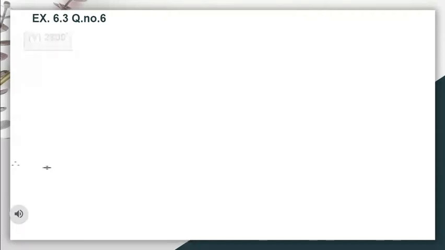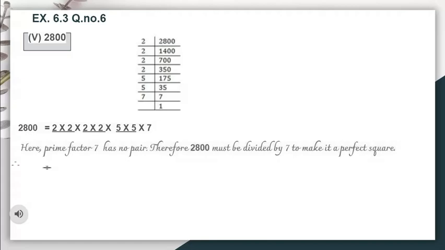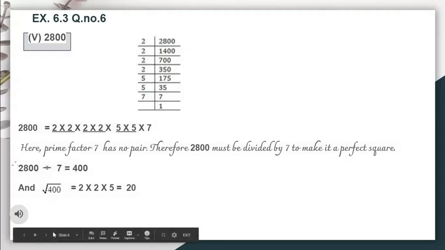Now fifth number, 2800. After factorizing, we get 2800 is equal to 2 into 2 into 2 into 2 into 5 into 5 into 7. Here 2 and 5 are having pairs, 7 doesn't have one, isn't it? So how to write here? Prime factor 7 has no pair. Therefore, 2800 must be divided by 7 to make it a perfect square. So 2800 divided by 7 is equal to 400 and root 400 is equal to 2 into 2 into 5, that is equal to 20. Clear?